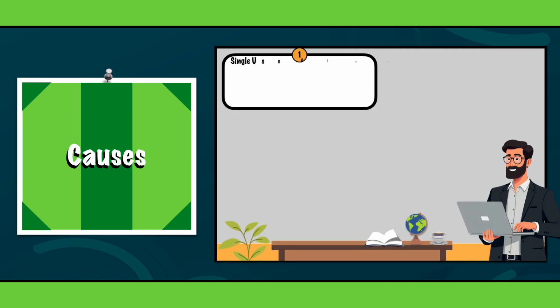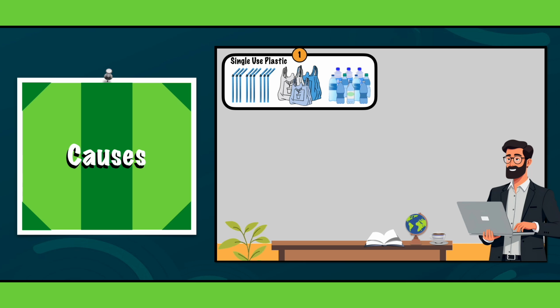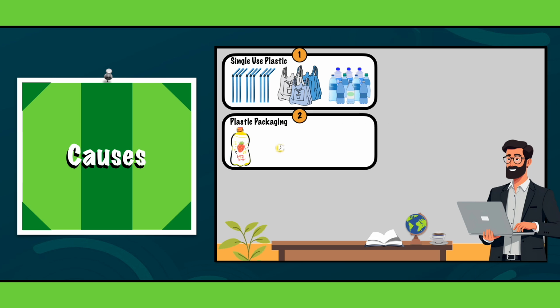First, we have single-use plastics. Items like straws, plastic bags and bottles are used once and then discarded. They make up a significant portion of the waste we generate. Second, plastic packaging. Nearly everything we buy today comes in plastic packaging, from food to electronics, and most of it ends up in landfills or oceans.